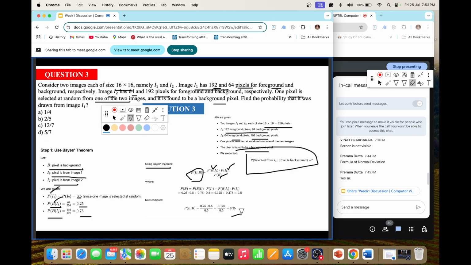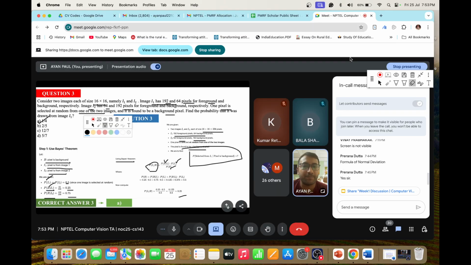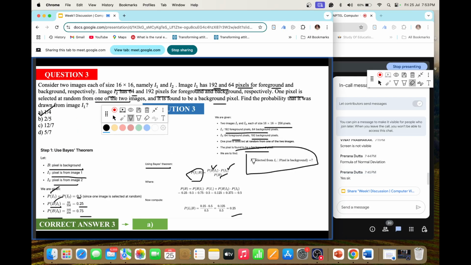So that is coming 0.25. So 0.25 means 1 by 4. So option A is your correct answer. Okay, so this is a simple question of the Bayes theorem. Is it clear to all of you? Yeah, so it is a simple question of the Bayes theorem. So let's move to the next question.